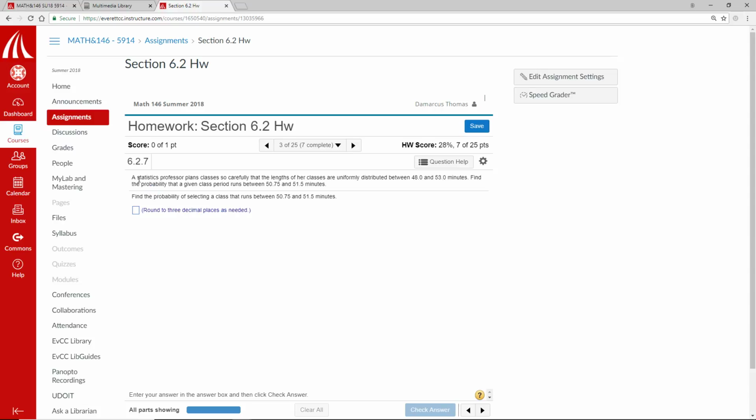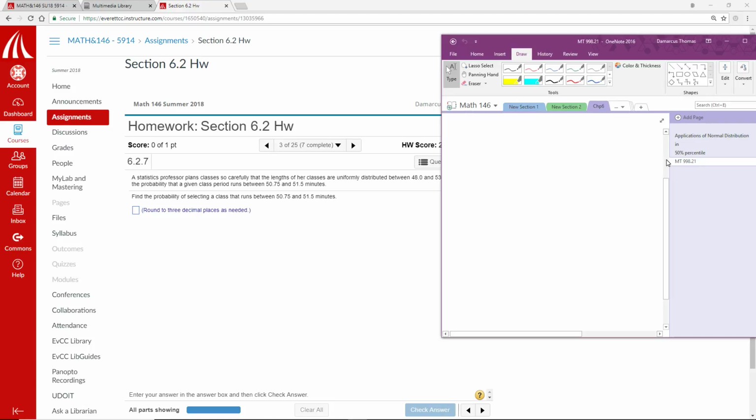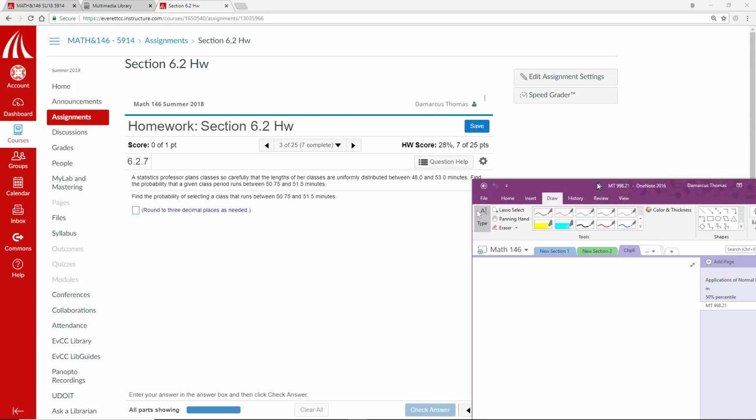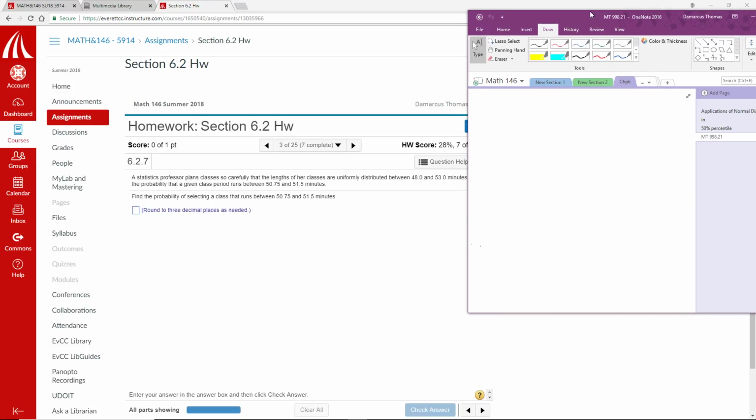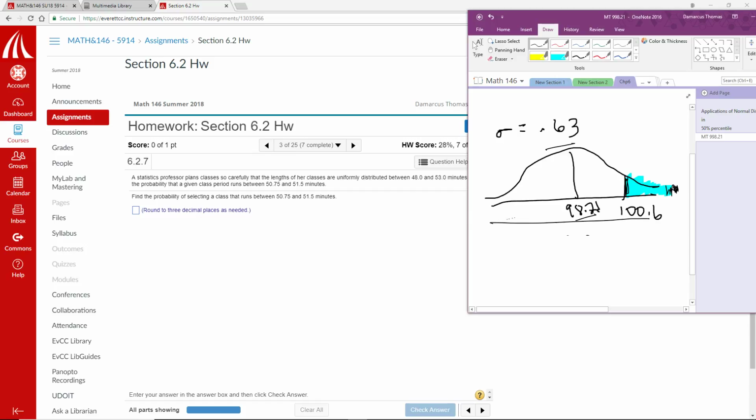It says a statistics professor plans classes so carefully that the lengths of her classes are uniformly distributed between 48 and 53. Find the probability that a given class period runs between 50.75 and 51.5. All right, so it would be helpful to make a picture of what we're seeing here. A uniform distribution we know will look like a rectangle.